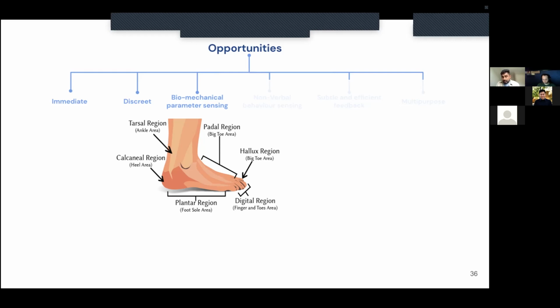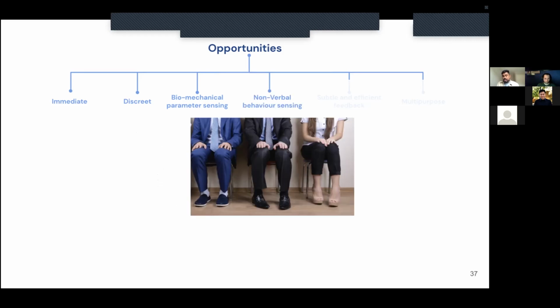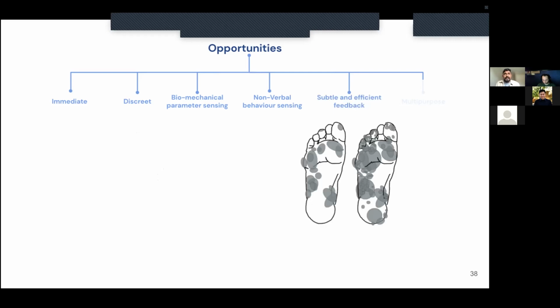And not only biomechanical parameters, we can use augmented foot interfaces to sense non-verbal behavior parameters, such as our involuntary foot gestures. And then the foot consists of highly sensitive nerve receptors. It is very dense with highly sensitive nerve receptors. So we can use these nerve receptors to provide a subtle but efficient feedback to our foot.